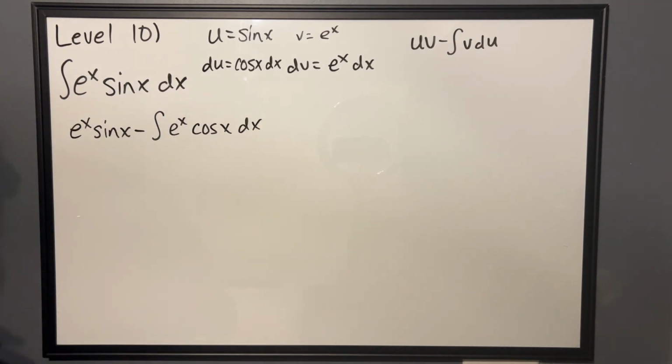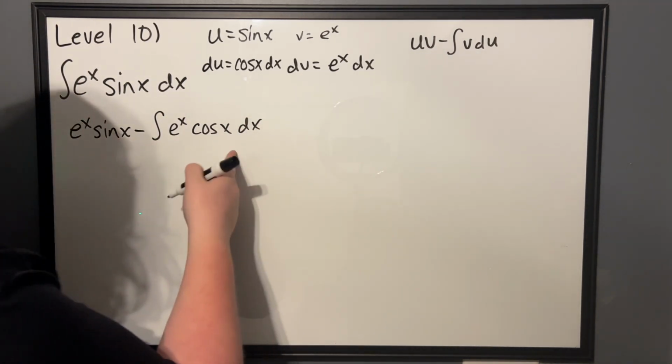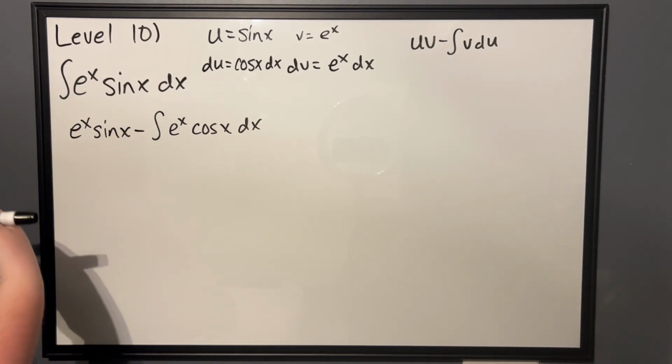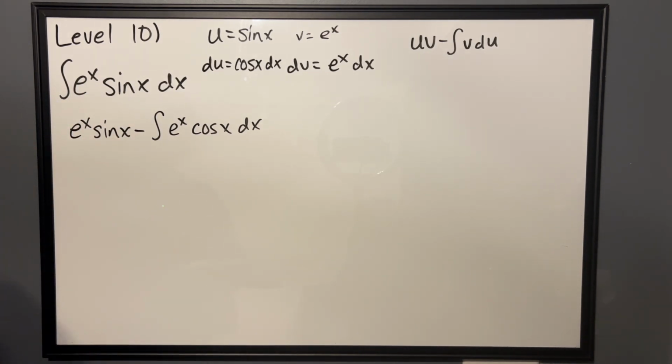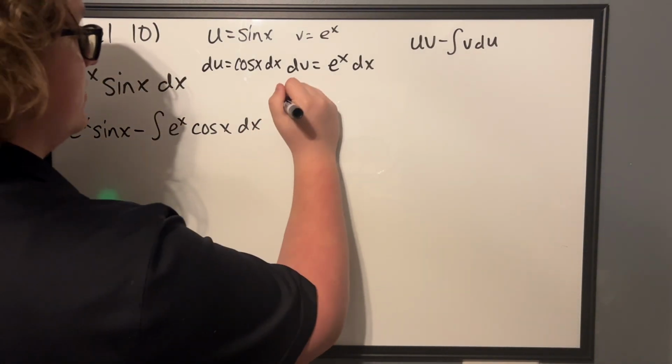Okay. Now, let's look at what we have here. We still have another product in this integral. What that means, and typically that's okay, is that we're just going to need to use integration by parts again. So we're going to have to do it again. So we're going to do the same thing.